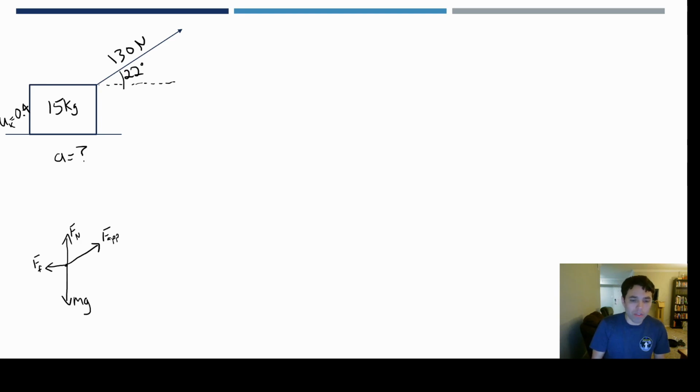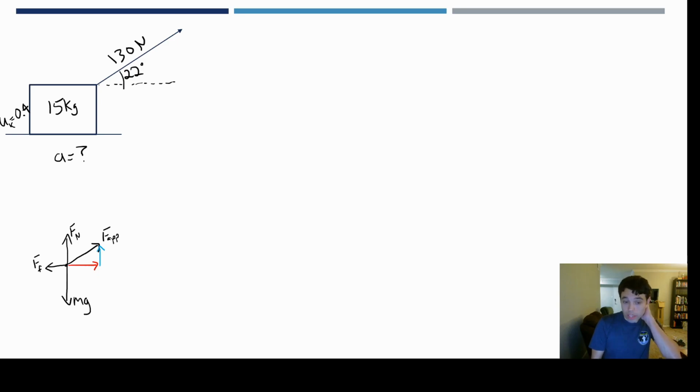Now we do want to have components for that applied force, because it's not aligned to our horizontal or vertical. So we want to make sure to have the horizontal component, I'll do that in red, and then we want to have the vertical component, and we'll do that in blue. There we go. All right, cool.